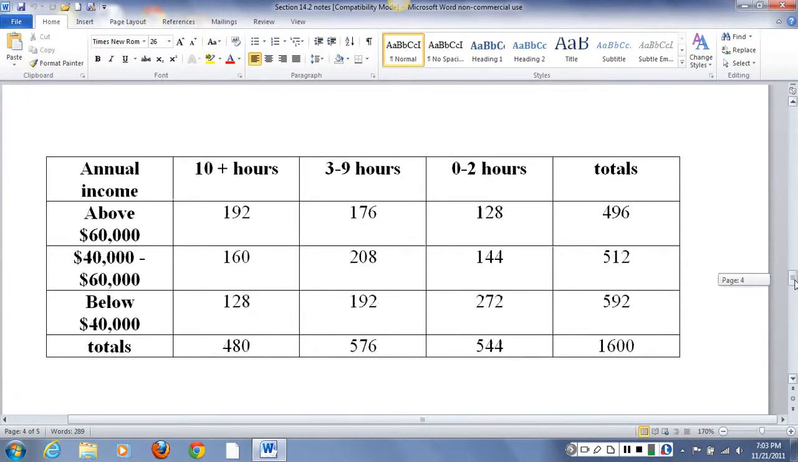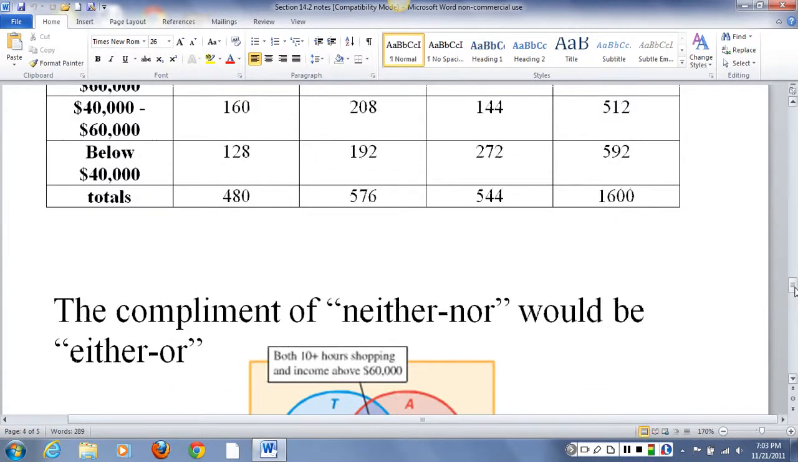Now for simplicity, let's find the complement. Similar to what I did in the previous example, finding the complement sometimes makes things easier for us. We have to do less work. So the complement of neither nor would be either or. It's neither this nor that. The complement is this or that. Is one way of thinking of it.